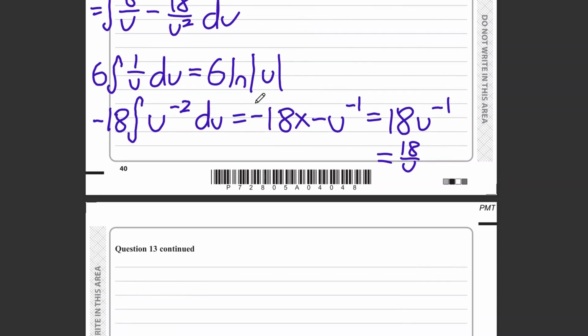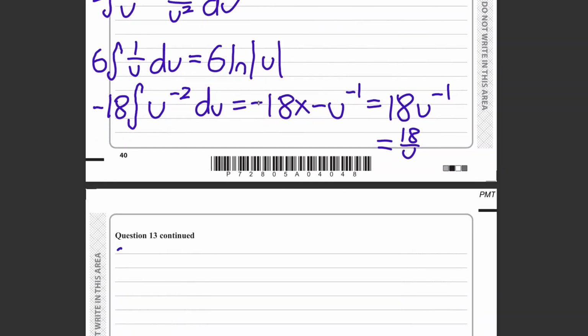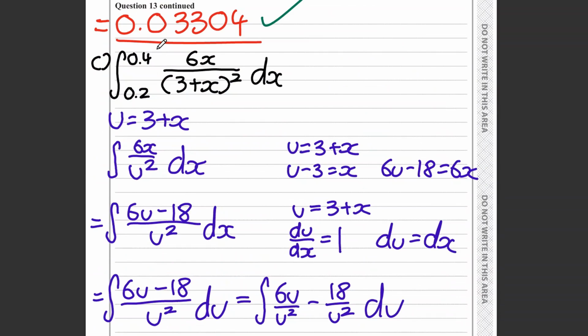So therefore this integral is going to be these two terms added together: 6 natural log of the modulus of u plus 18 over u, and you can add the plus c if you want to as well. Now what we need to do is plug in the limits of 0.4 and 0.2.